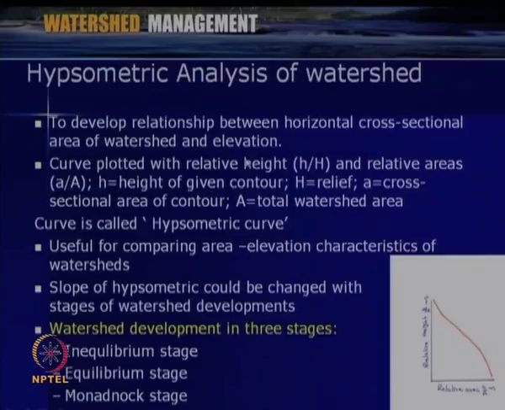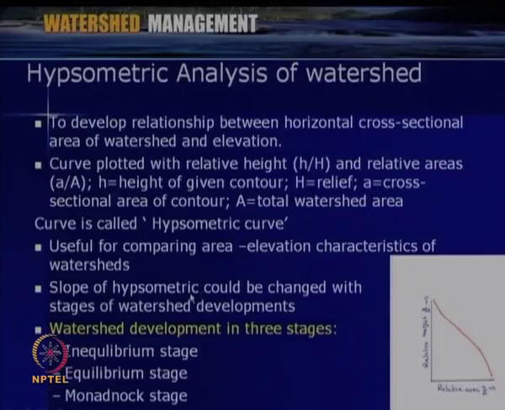This is a curve plotted with the relative height h/H on the y axis and relative area a/A, where h is the height of a given contour, capital H is the relief, a is the cross sectional area of the contour and capital A is the total watershed area. This curve is the so-called hypsometric curve. For a given watershed we can develop this hypsometric curve. This is very useful to compare the elevation characteristics of the watershed. Accordingly the slope can be identified and the runoff process can also be identified.